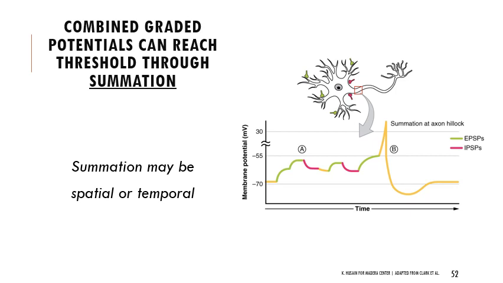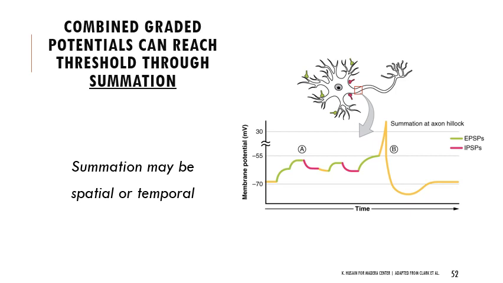So in this example, we have this segment A where we have a lot of EPSPs and IPSPs, but eventually we have this one EPSP that pushes us above threshold, and then we have this rapid depolarization and action potential. So here we have this combination coming together through summation in order to get that threshold being reached and a signal being sent.